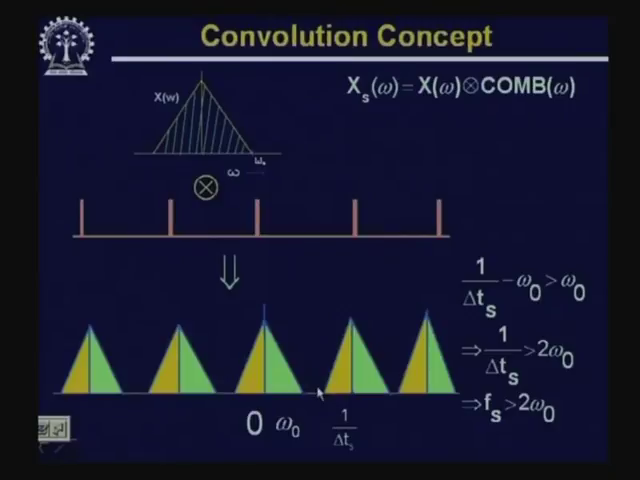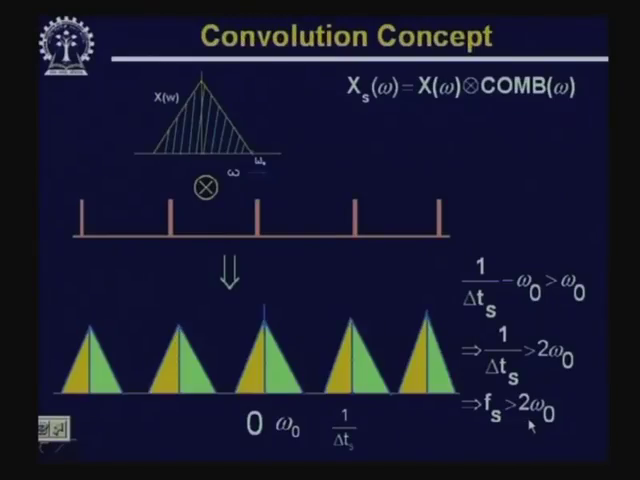And when these two frequency bands are disjoint, only then, by use of a low pass filter, can I take out the original frequency band. From this relation, you get the condition that 1 upon T_s, or the sampling frequency, in this case represented as f_s, must be greater than twice omega naught, where omega naught is the highest frequency component in the original signal x(t). This is what is known as the Nyquist rate. That is, we can perfectly reconstruct the continuous signal only when the sampling frequency is more than twice the maximum frequency component of the original continuous signal.